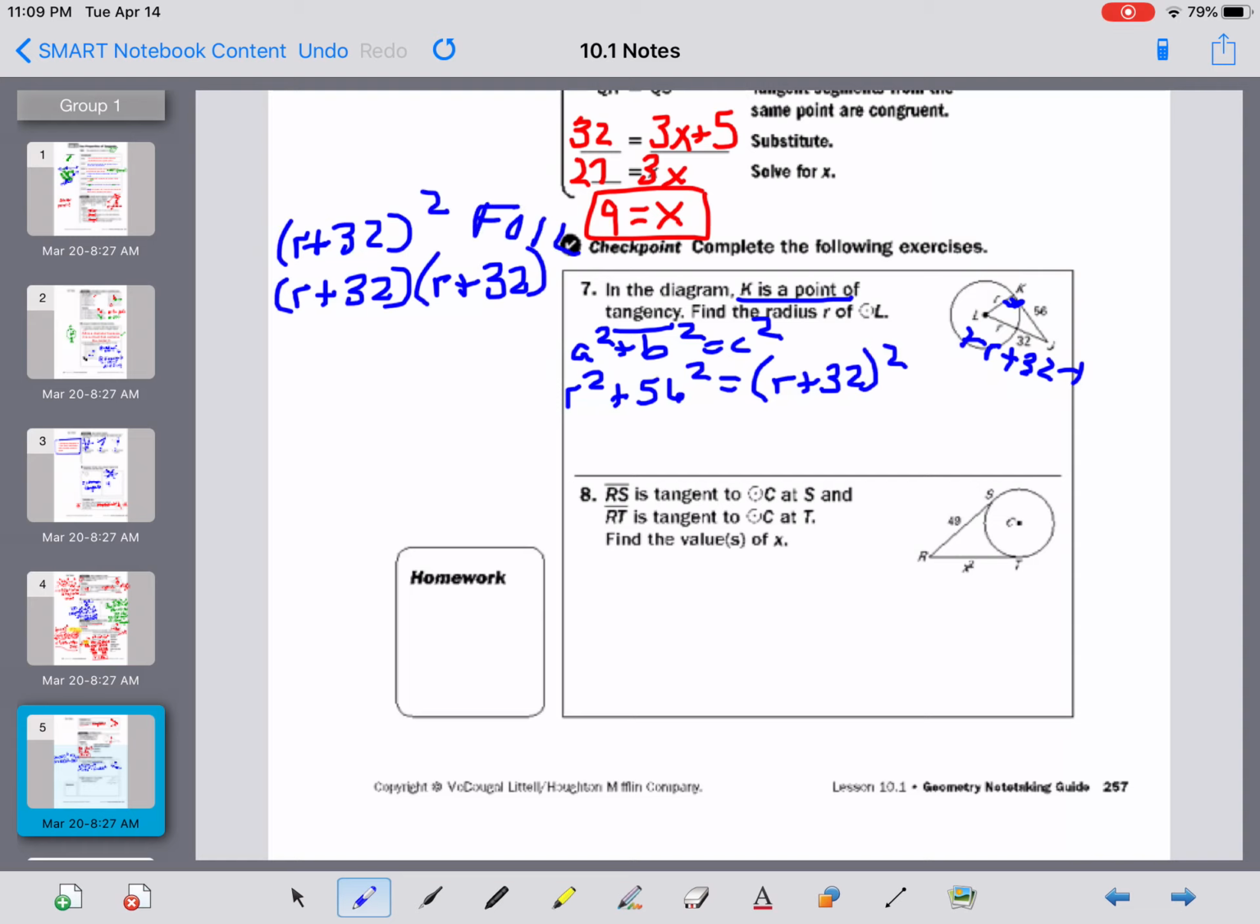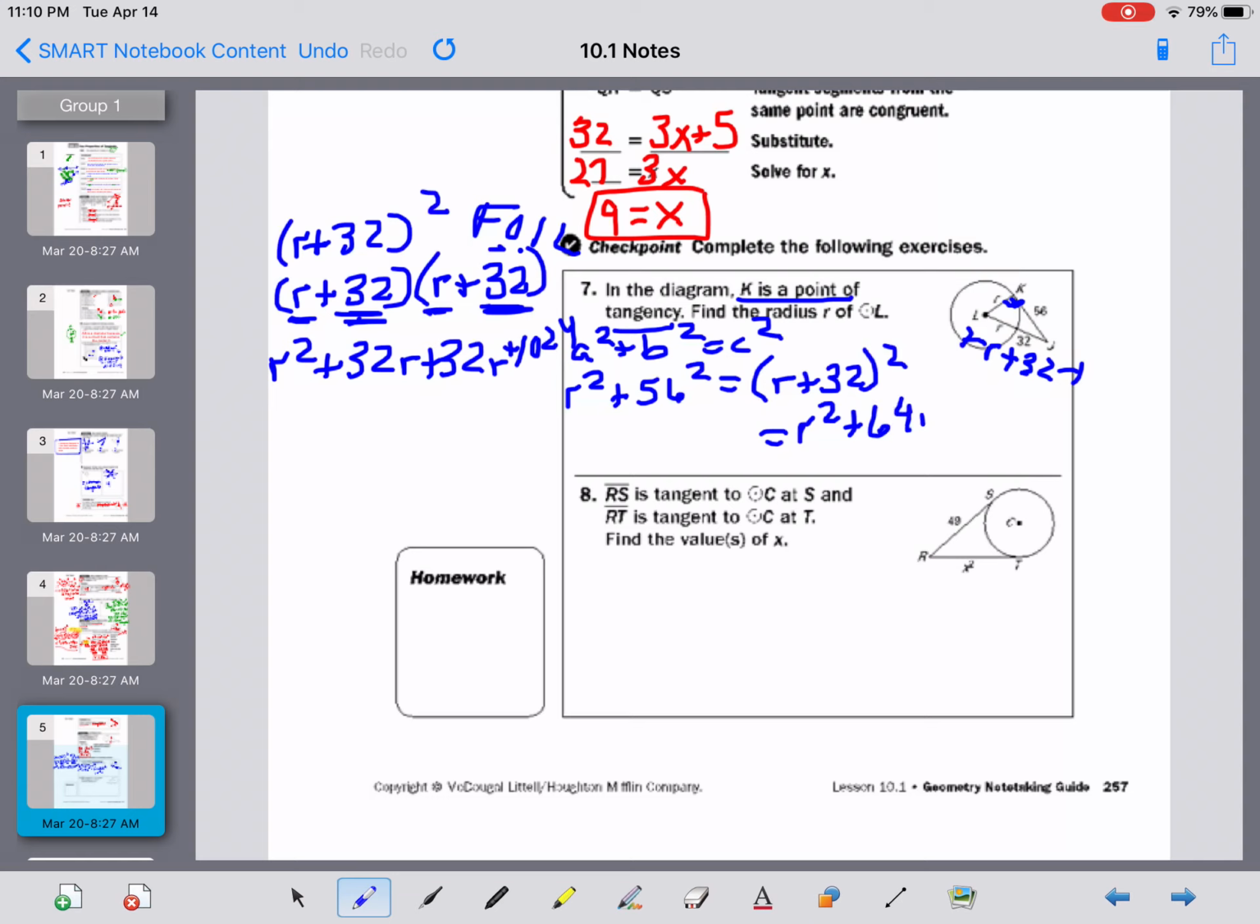First, r times r is r squared. Outside, so r times positive 32 is positive 32r. Insides are the two inside here, positive 32 times r gives me another positive 32r. And finally, my last two is positive 32 times positive 32. Calculator's handy here to get 1,024. All right, so on my right side, I'm going to simplify that down to r squared plus 64r plus 1,024.